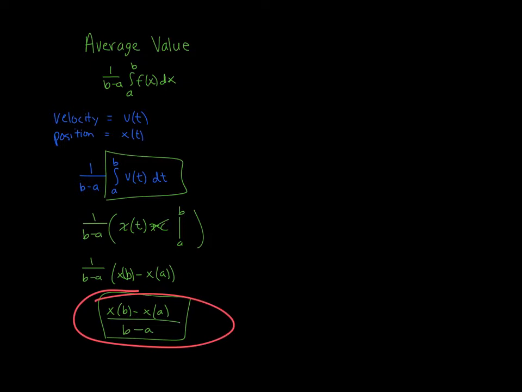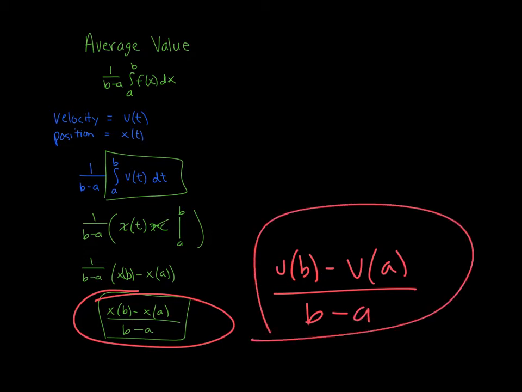Wouldn't it still be v of b minus v of a over b minus a? No. That would be the average rate of change of velocity, which is acceleration. That would just be v of b minus v of a over b minus a. But this would be average acceleration, or average value of acceleration. Do you get that?